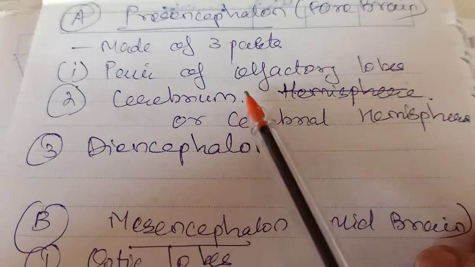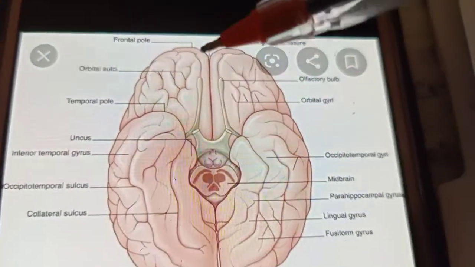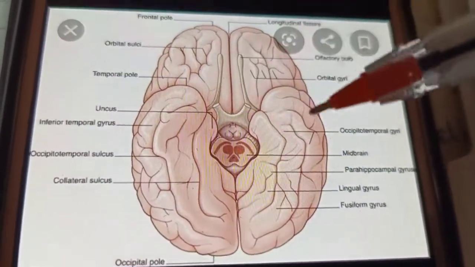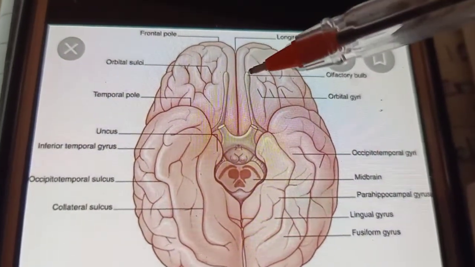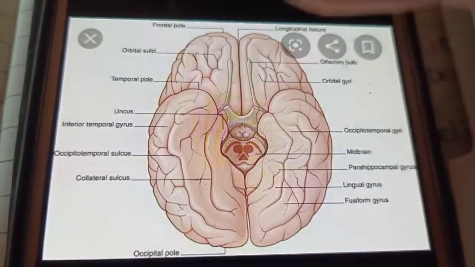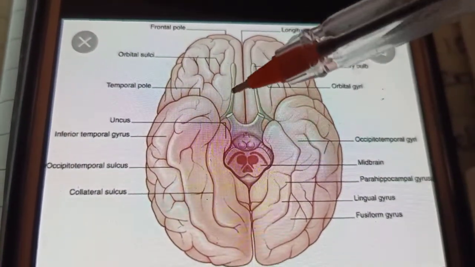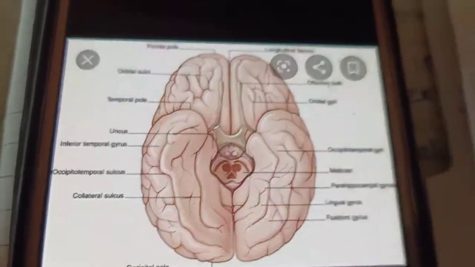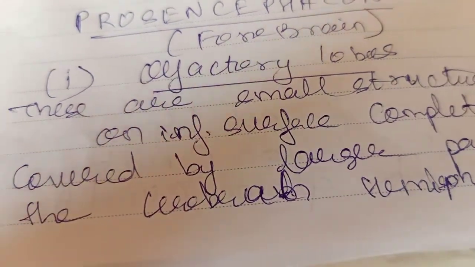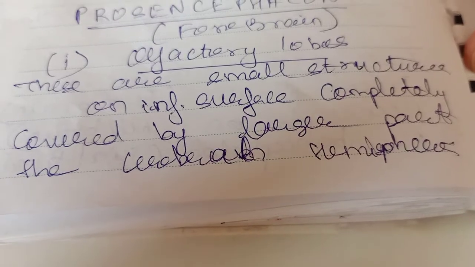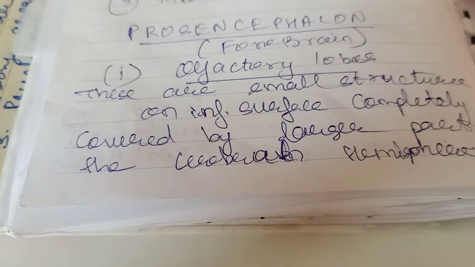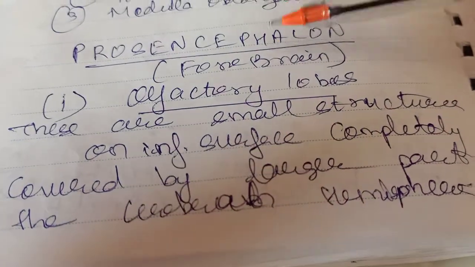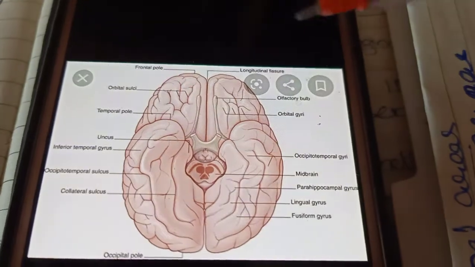Now, this is the inferior view, that is, the inferior surface of the cerebrum. This is the olfactory bulb, and here is the olfactory tract. Olfactory lobes are small structures on the inferior surface, completely covered by a large part of the cerebral hemisphere.